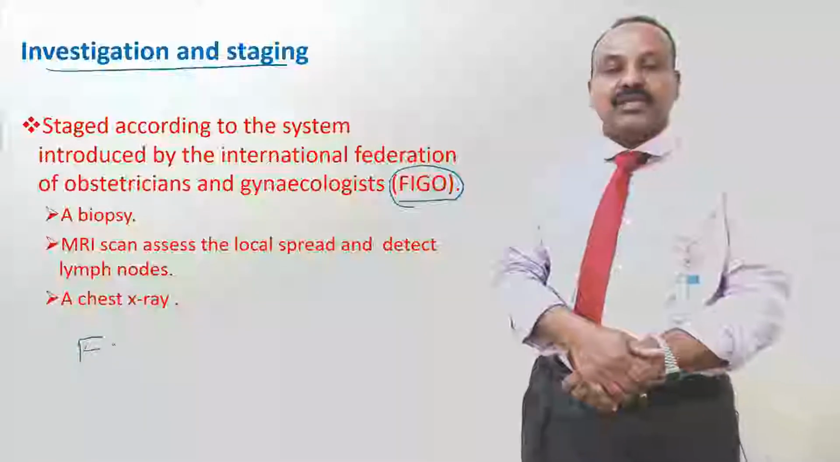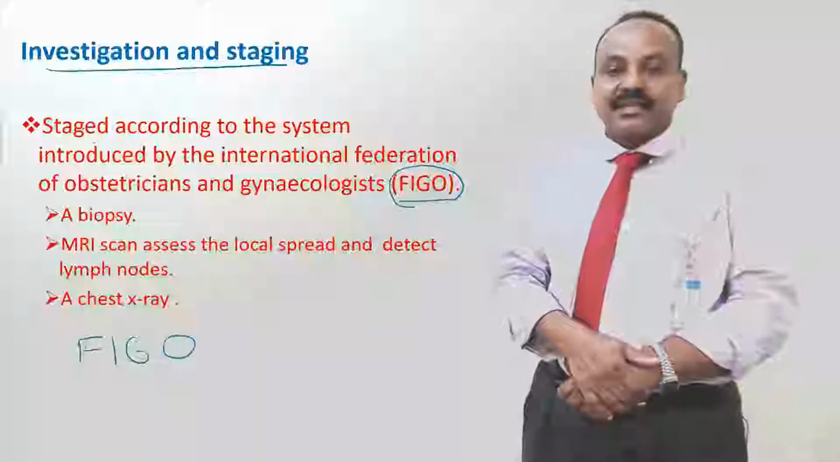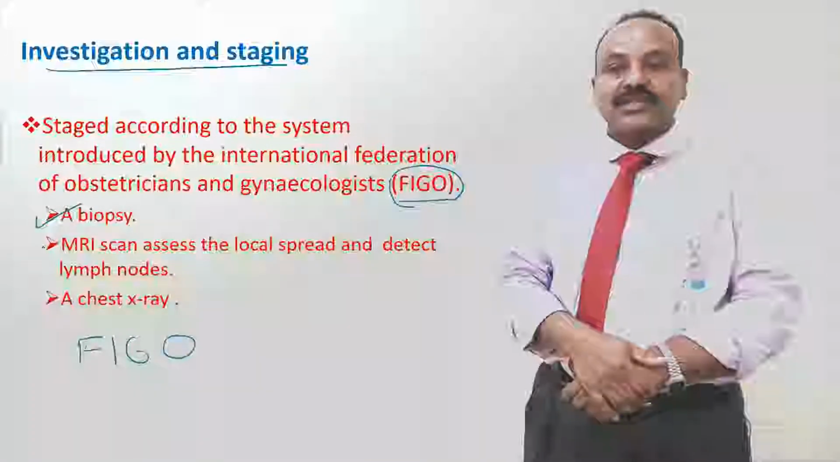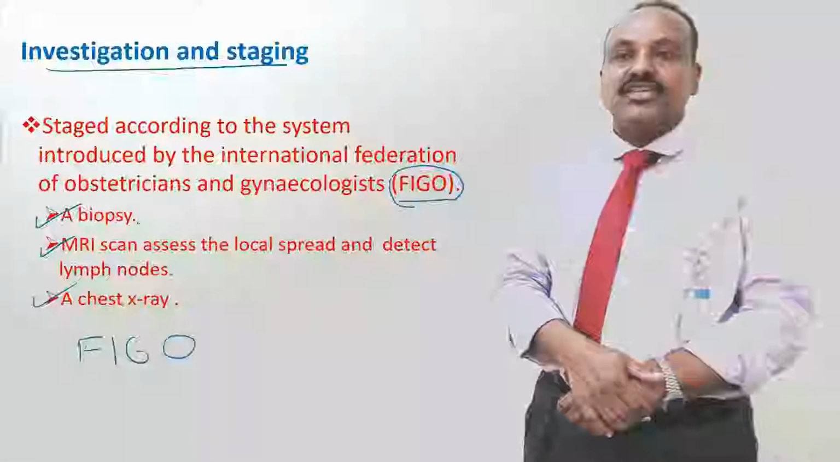Clinically, you take a biopsy and do investigations and tests, X-ray or MRI, so as to assess the local spread. After that, you stage the lesion. Here, this is an MRI picture which shows cervical cancer.